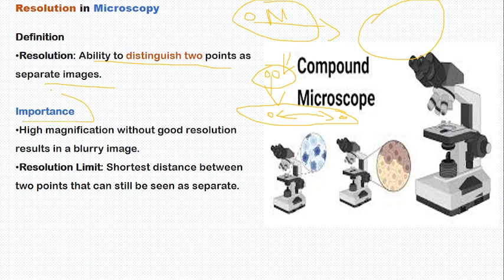The importance of this resolution, okay? It will help you. High magnification without good resolution means your image is going to be vague. Your image is not going to be clear. Imagine this is the image under light microscopy. This is how the image appears to the person who is looking inside the microscope.